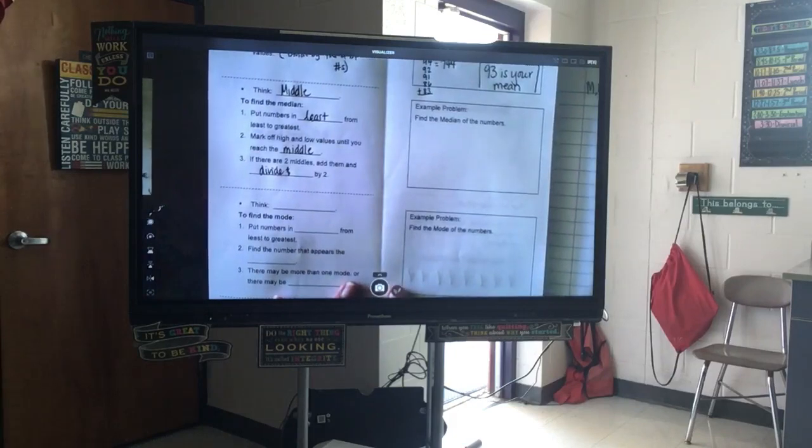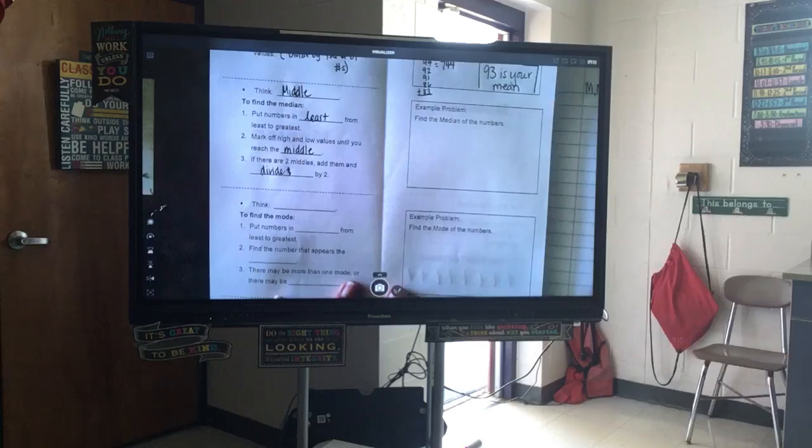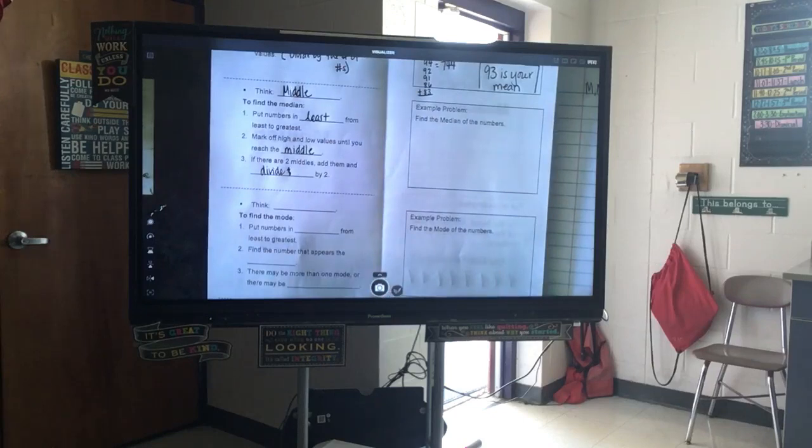What? I never knew that step. Yeah. What step? The divide by 2. Well, probably because in 5th grade, they always gave you an odd number in your set. They did. But now in 6th grade, you're gonna get even numbers, so you're essentially gonna have to find the mean of the 2 numbers in the middle, and that is your median.